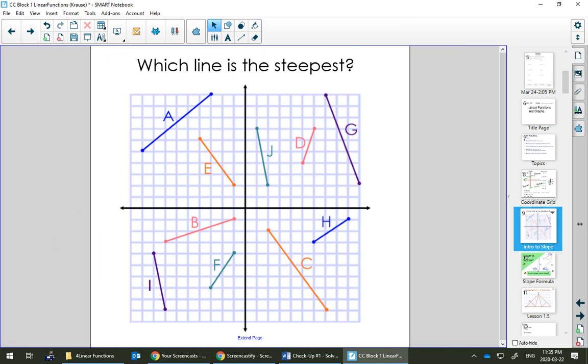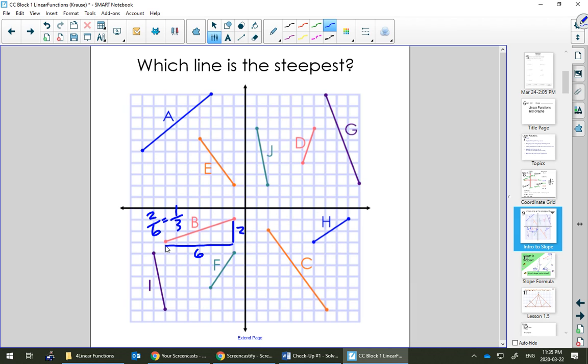So if we go back and take a look at the questions that we had here, and I was asking you which one is the steepest line, I'm guessing that most of you did not pick B. We could take a look at the slope of B. B has a rise of 2 and a run of 6. Well, 2 over 6 is 1/3.